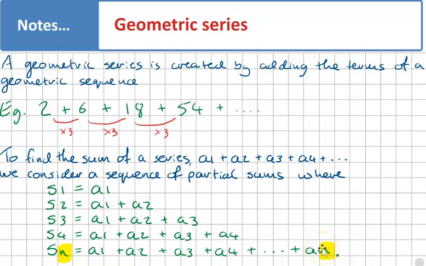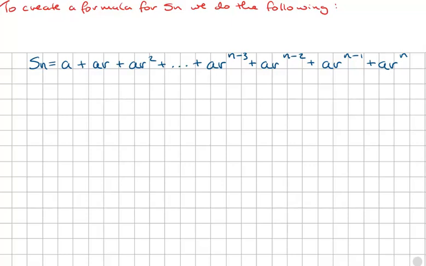So it's very similar to arithmetic series. The only difference is that we have a common ratio instead of a common difference, but the concept is the same. It's where you're adding the terms. To create a formula for Sn, we do the following.